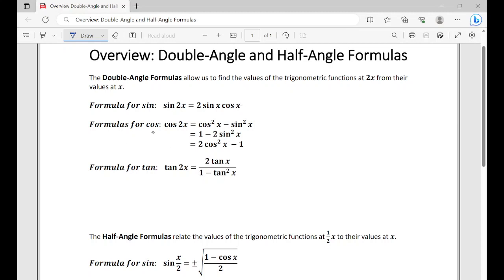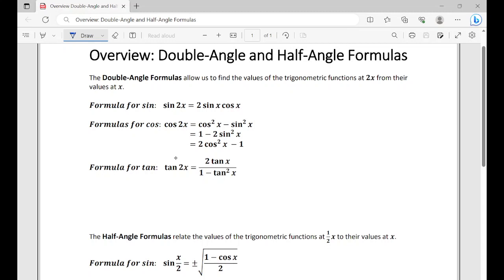The formulas for cosine, there are 3 of them. Cosine of 2x is equal to cosine squared x minus sine squared x, 1 minus 2 sine squared x, or 2 cosine squared x minus 1. All 3 formulas will give you the same answer, but whichever one works better for the problem at hand, that's up to you.